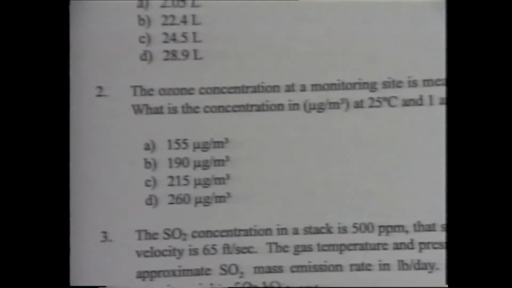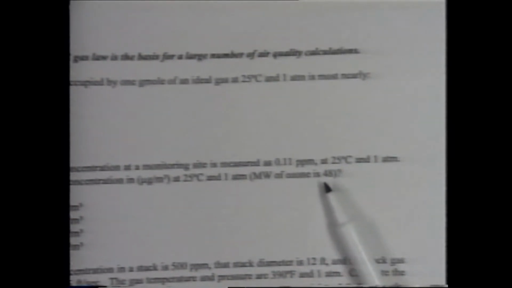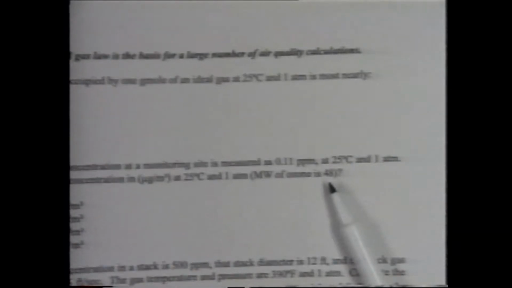Okay, so for problem number 2, the ozone concentration at a monitoring site is measured as 0.11 parts per million at the standard temperature and pressure. What's the concentration in micrograms per cubic meter? The molecular weight of ozone, which is 3 oxygen atoms, is 48. And again, we're given 4 choices. We have to choose the most correct one.